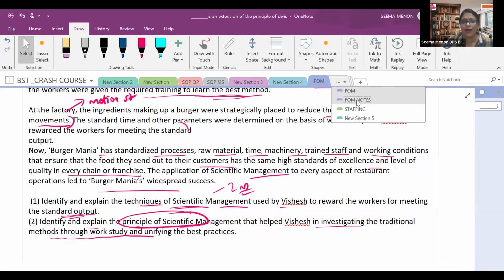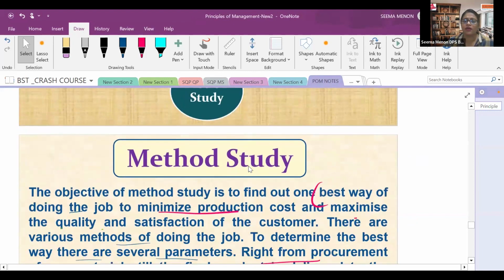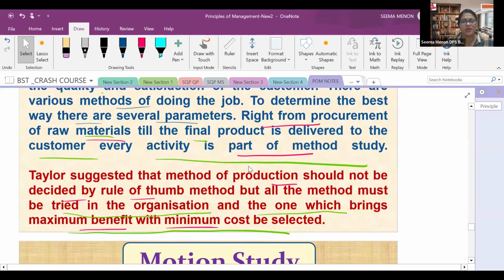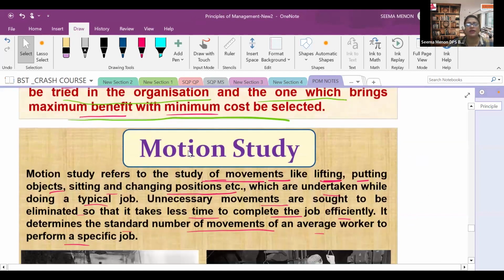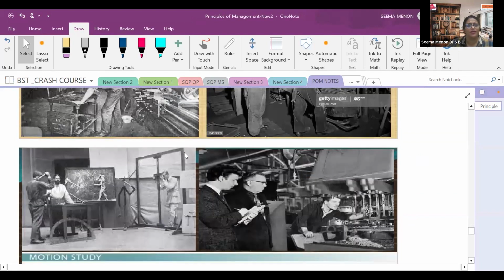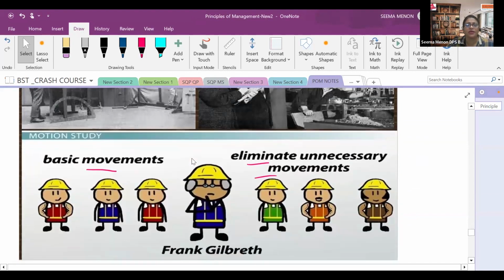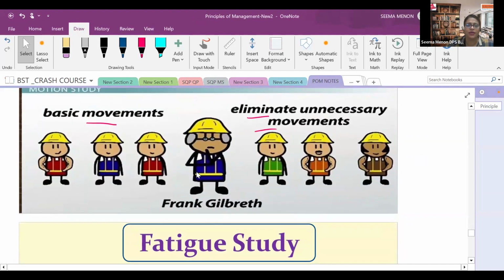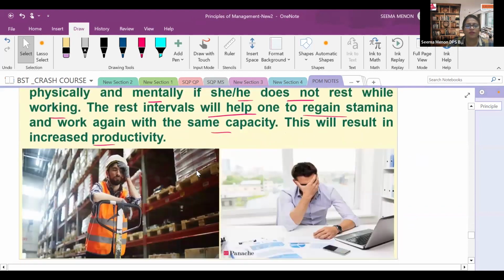Okay. We are back to the next scientific technique. So we have discussed functional foremanship. After that, we discussed the work study. Work study consists of 2M. 2M means method and motion. Then after that, time study. Then fatigue study, TF. Okay, FT2M.